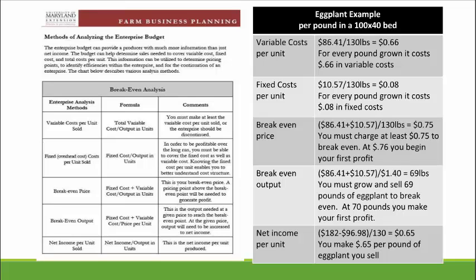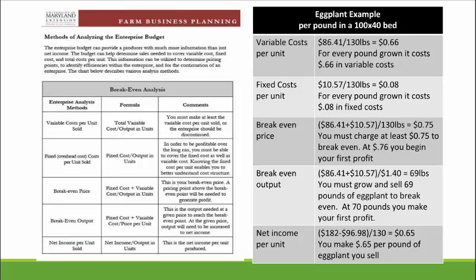The next is break-even output. So how much do we need to grow? So if we have the 100 by 4, and it says 40 up here, I think it was 4 beds, how much do we need to grow? We know that we need to grow 69 pounds to break even, and that at 70 pounds we make our first profit. Once we sell that 1 extra pound, we start to make that profit.